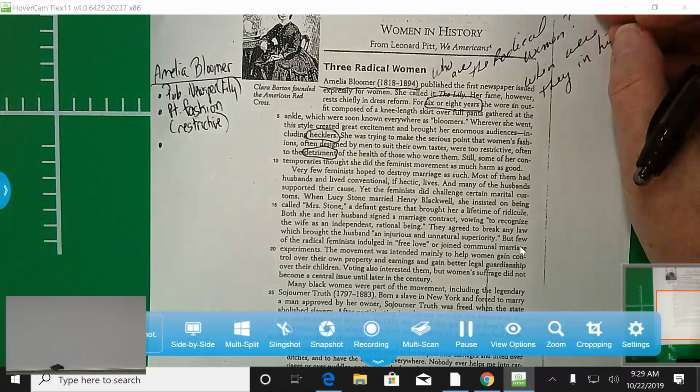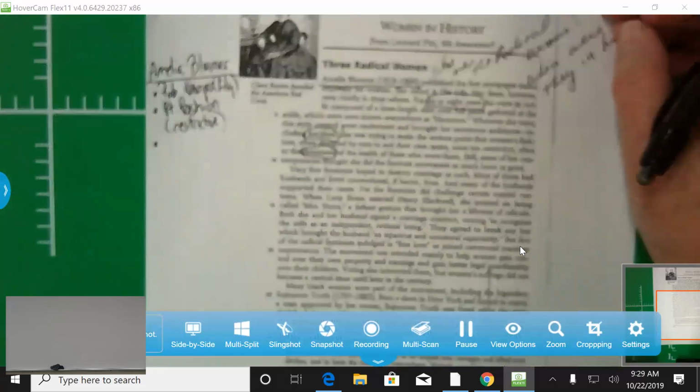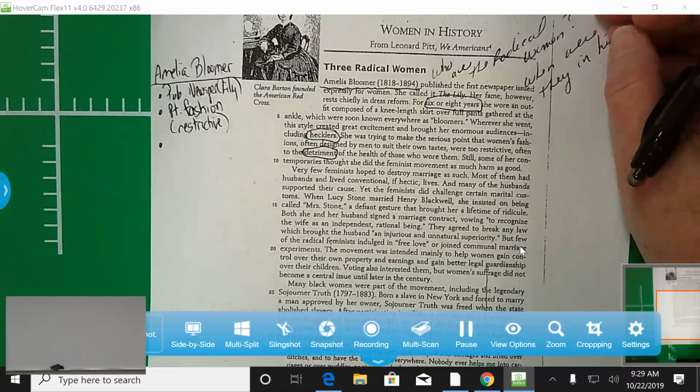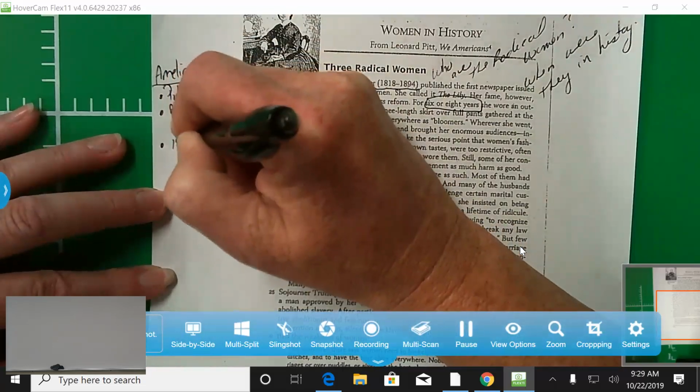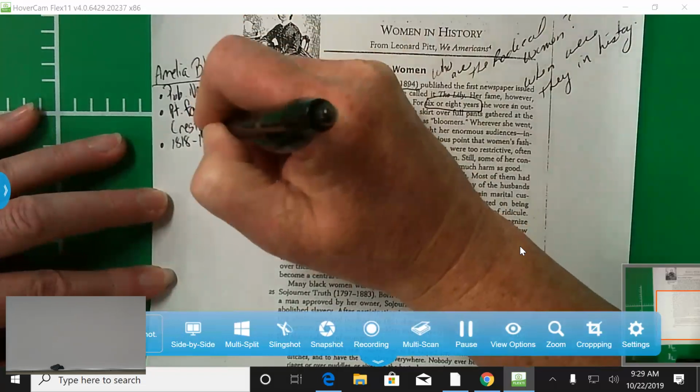Think it's important that we know when she lived? You think the time frame is important? Probably. So let's put that 1818 to 1894.